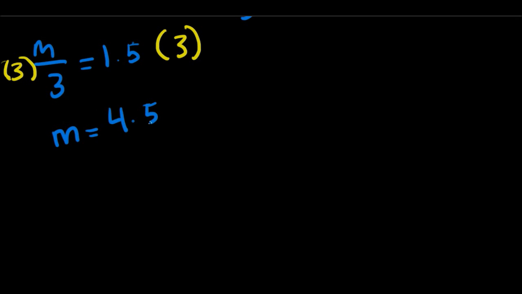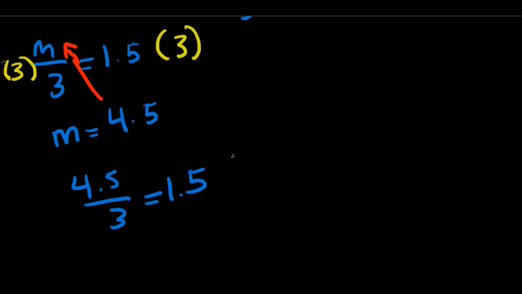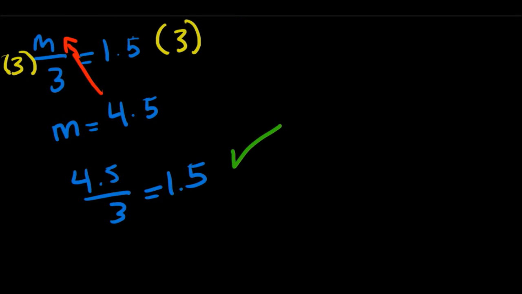Now we want to check this answer again. So plug in 4.5 for the m. 4.5 divided by 3 equals 1.5. And when you actually solve out 4.5 divided by 3, you get 1.5, so indeed the answer is correct. Now we're going to look at solving equations by using division this time instead.